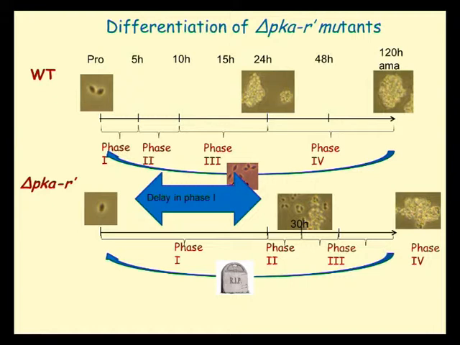Null mutants that lack PKAR tag have attenuated phase 1 of differentiation, and instead of 5 hours, it takes the mutants almost 24 hours to complete phase 1 of differentiation. However, once they reach the second phase, differentiation proceeds normally.